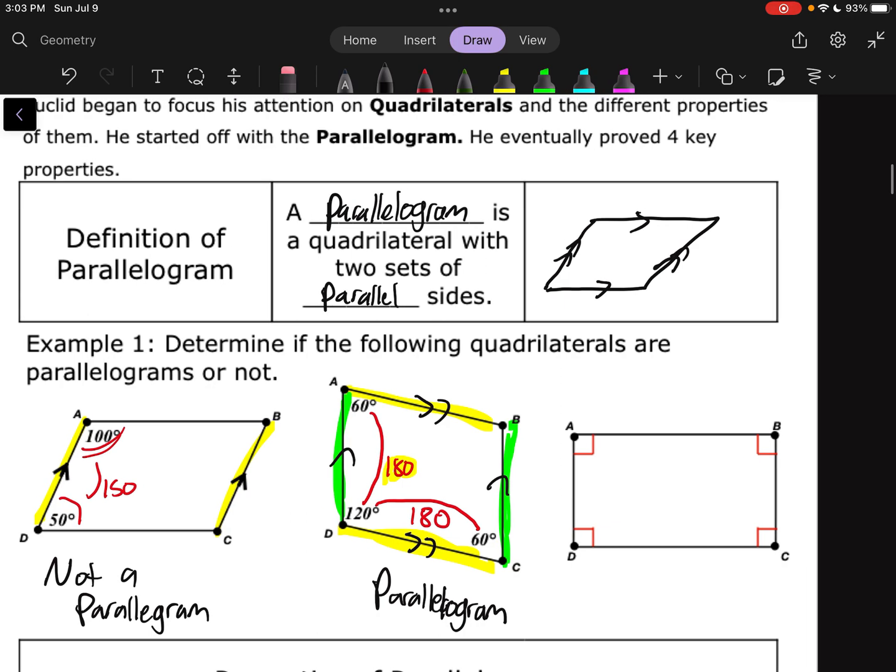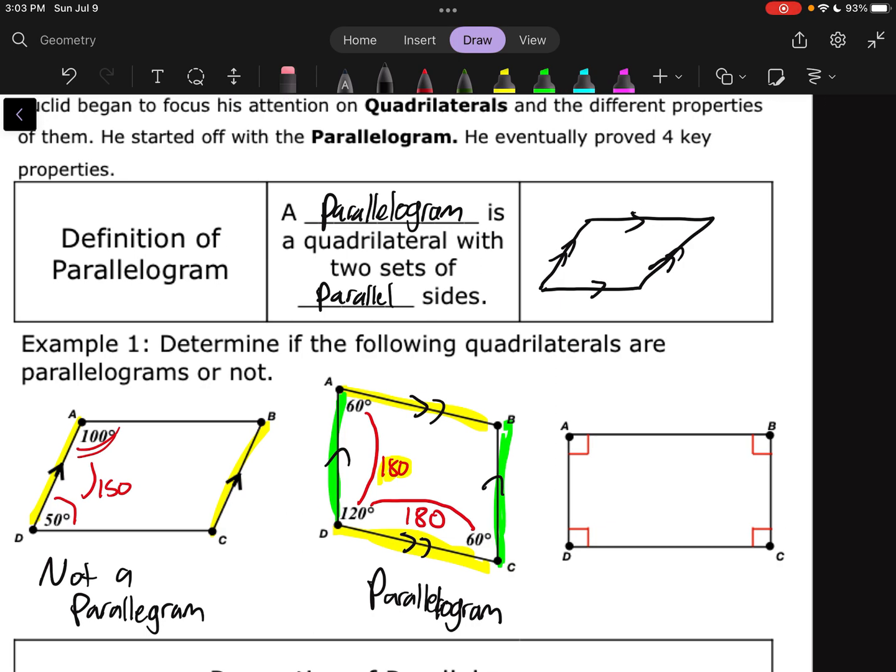And then lastly, we've got this rectangle, and same idea there, right? The 90 plus the 90 is 180. The 90 plus the 90 is 180. So because of this 180, we got these 2 lines being parallel. And then because of this 180, we got these 2 lines being parallel, which means that, yeah, this rectangle is a parallelogram.